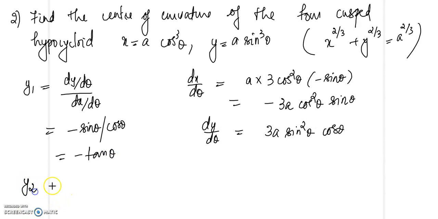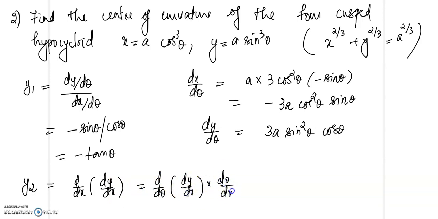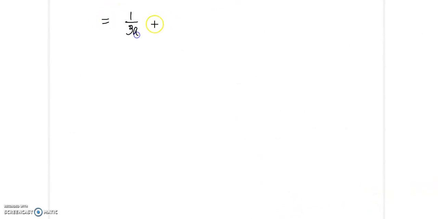Now let us find the value of y2. y2 is d by dx of dy by dx. So that will be d by d theta of dy by dx into d theta by dx by the chain rule. Now d by d theta of minus tan theta is minus sec square theta. So we will get minus sec square theta into 1 by minus 3a cos square theta sin theta. So that will be equal to 1 by 3a sec raised to 4 theta cosec theta. So that is y2.